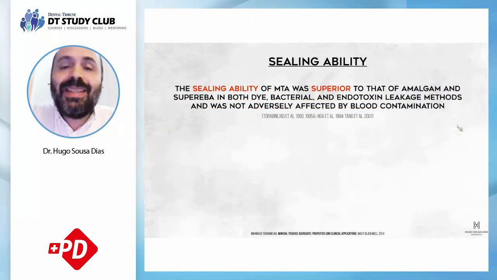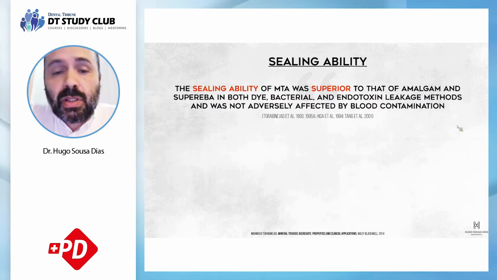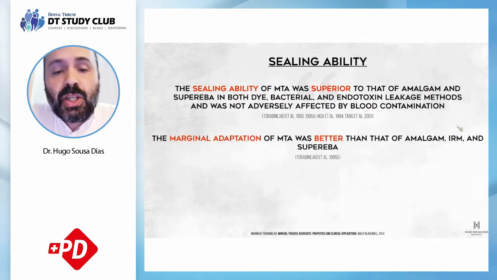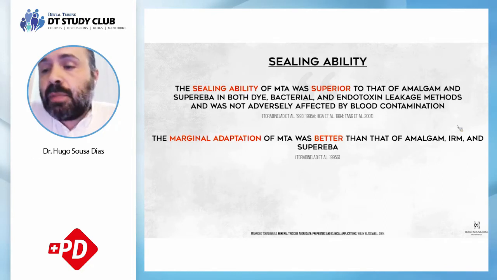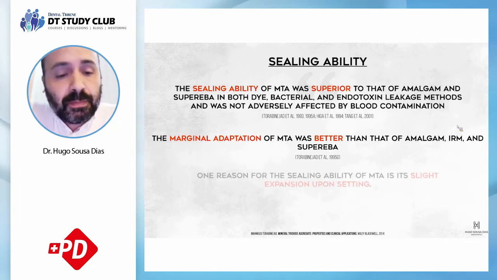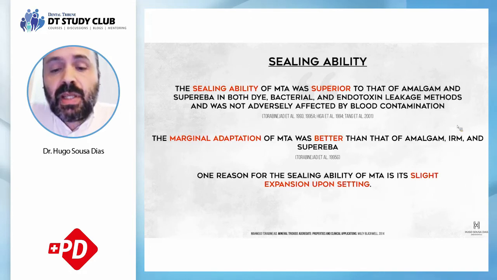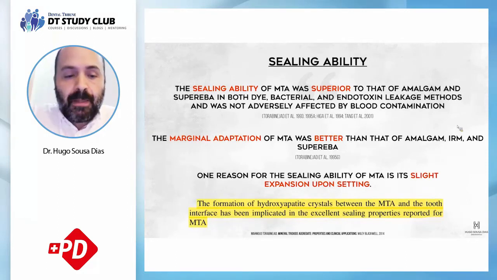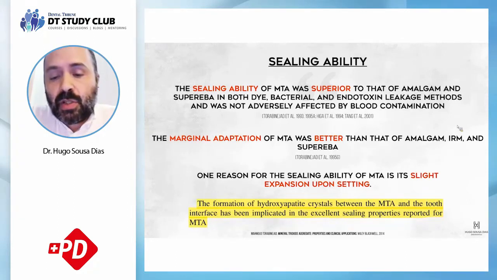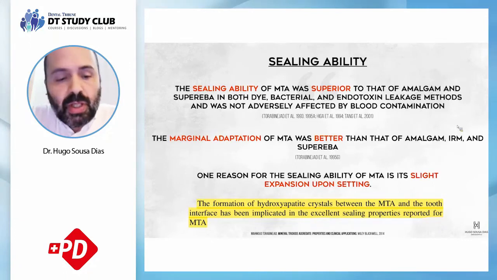And about the sealing ability. The sealing ability of MTA was superior to other materials, and the marginal adaptation of the MTA was better than amalgam, IRM, or Super EBA. One reason for the sealing ability of MTA is its slight expansion upon setting. The formation of hydroxyapatite crystals between the MTA and tooth interface has been implicated in the excellent sealing property reported for MTA.